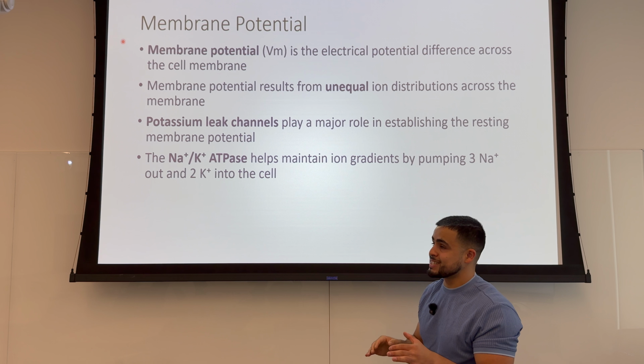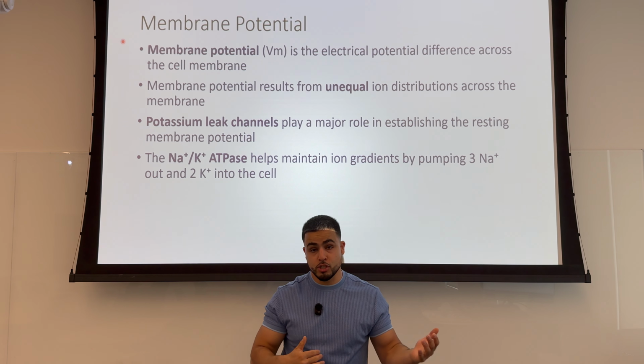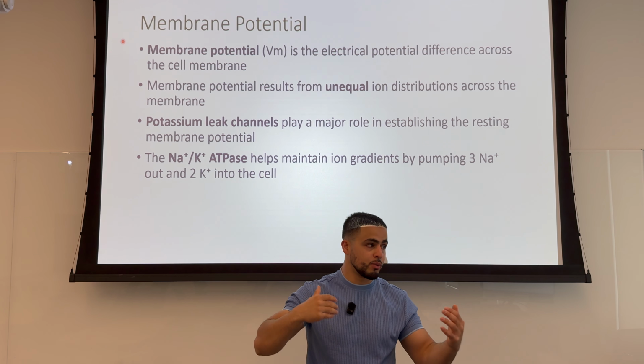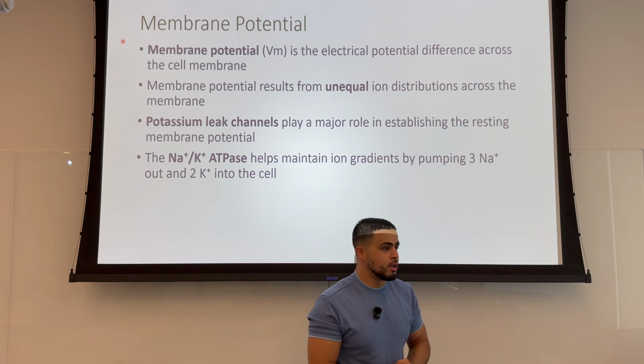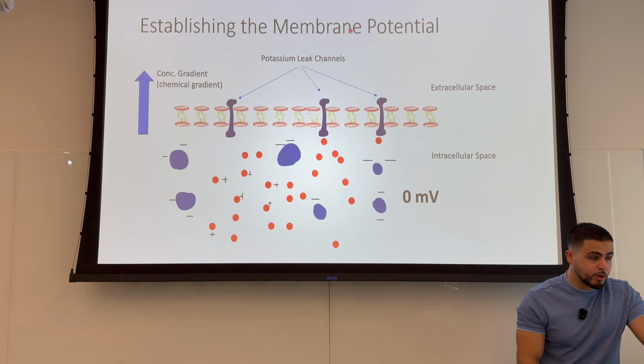So membrane potential is the electrical potential difference across the plasma membrane, so inside the cell relative to outside the cell, and it's maintained by an unequal ion distribution across the membrane. This is how the membrane potential is established.